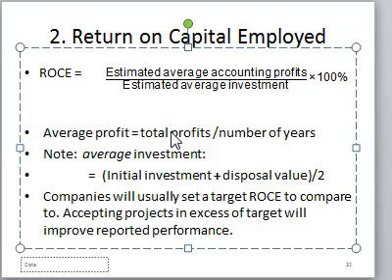So that is what we are saying. To get your average profit, you are going to get the total profit, then divided by the number of years, then you can get your average profit. Then divided by your average investment, then you get the return on capital.